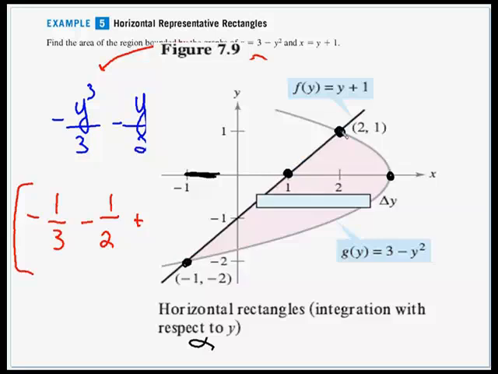So we knew the function to the right was our curve, our squared term, 3 minus y squared. So this was our curve on the right, and we had our curve on the left. That was how we subtracted them. The curve on the right, this one, minus the curve on the left, gave us our representative rectangles in between those two functions.